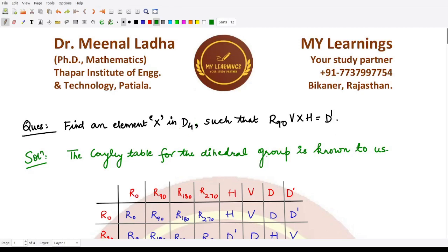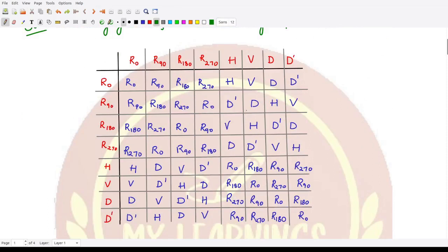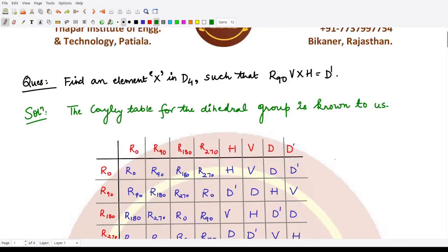For that, we require the Cayley table for the dihedral group D4. So this is the Cayley table. D4 consists of these 8 elements: R0, R90, R180 and R270 as the 4 rotations, and H, V, D and D' as the 4 reflections. Now here we have to find what? We have to find R90 V X H equal to D'. This is given to us, and we have to find X.